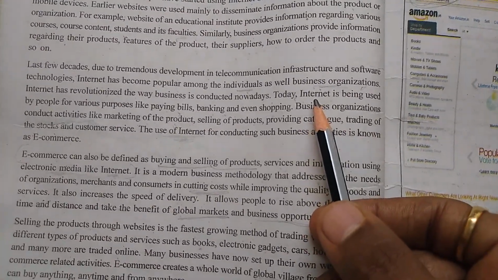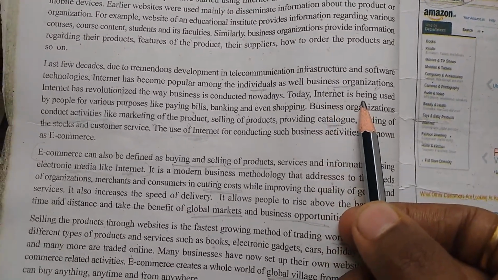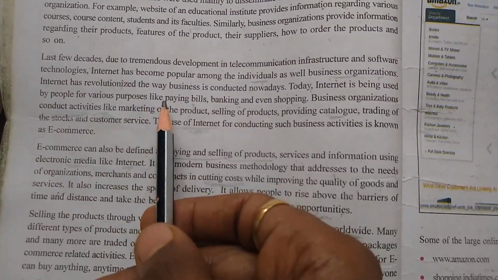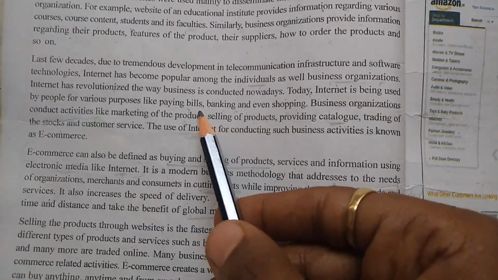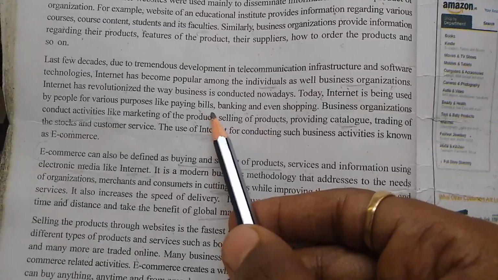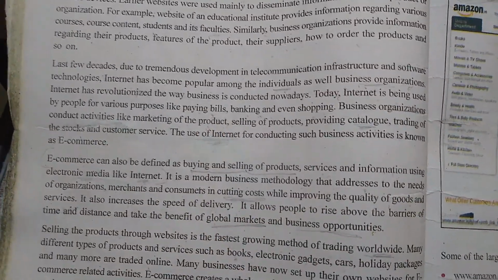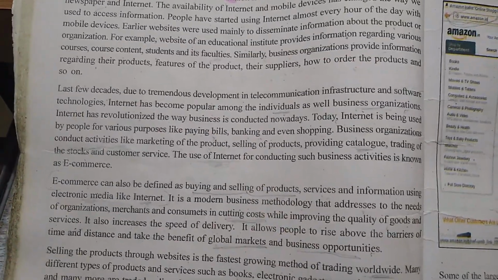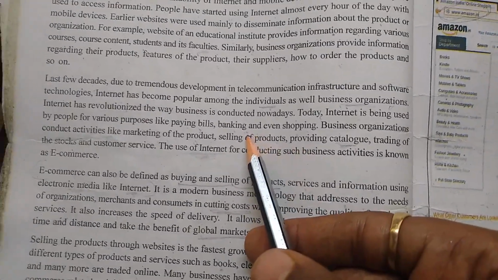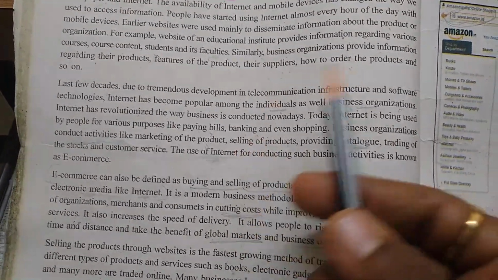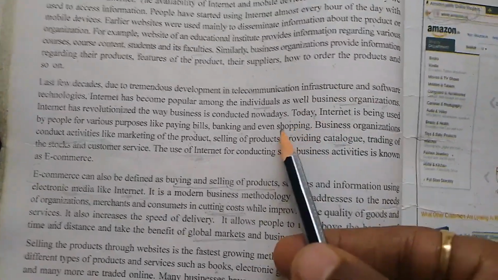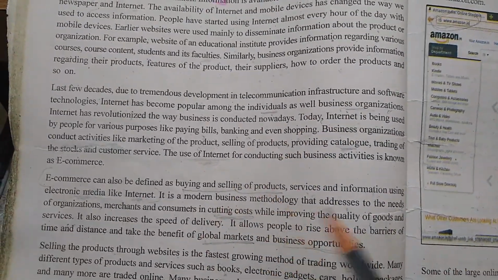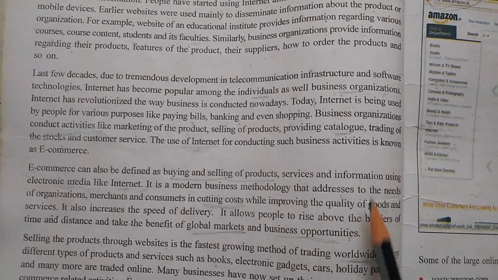So today the internet is being used by people for various purposes. For example, it can be used to pay a bill. You open the website, enter your customer ID, and you can pay your bill at the same moment on the screen. You can go for banking, transferring money from your bank account to someone else's bank account. You can even go for shopping also. So these are the famous ways the internet is used in India.